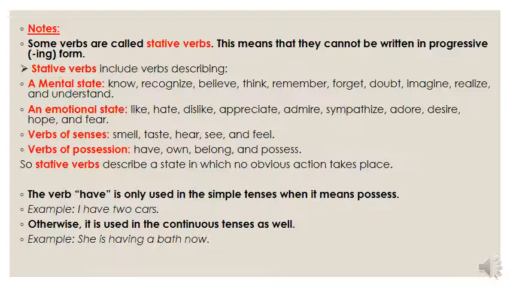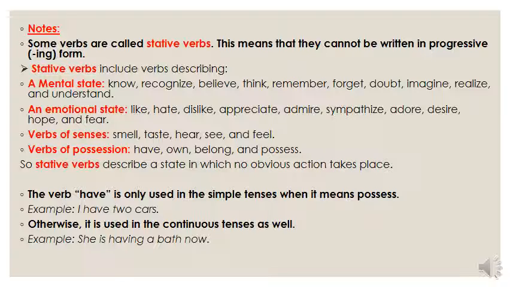Verbs of senses, which describe the five senses: smell, taste, hear, see, and feel. Also, these are used in their root form. Verbs of possession: have, own, belong, and possess. I cannot say I am owning, for example, a red car or a beautiful house.